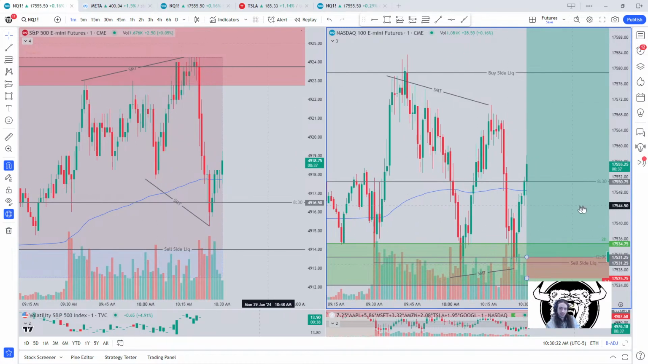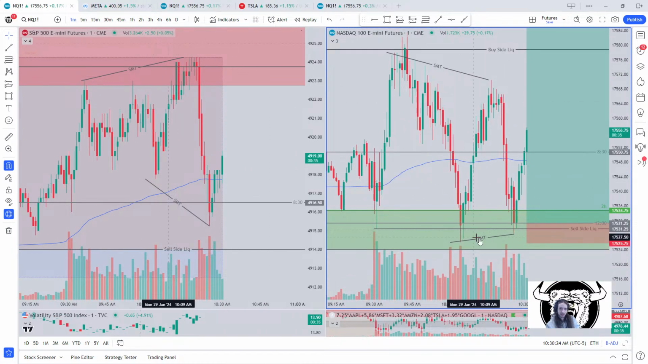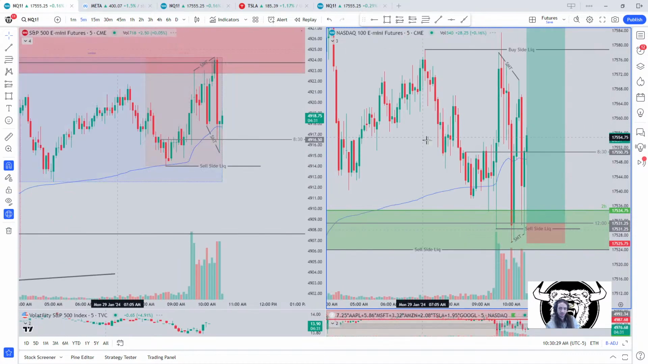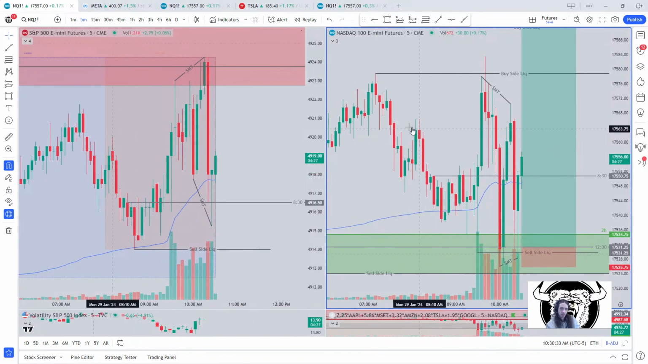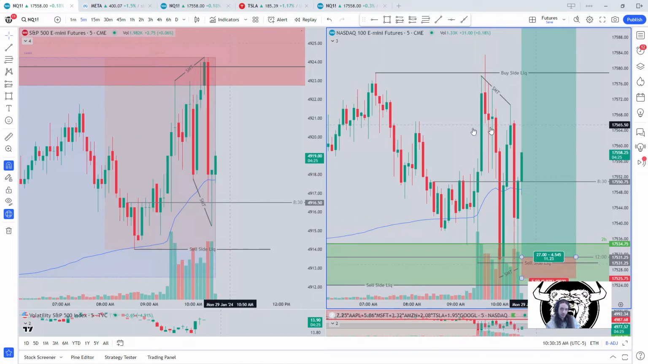Now, I missed the SMT. I missed the SMT over here. I missed it over here. I definitely caught that after. I was not looking for those. But yo, nice moves. Definitely nice moves.